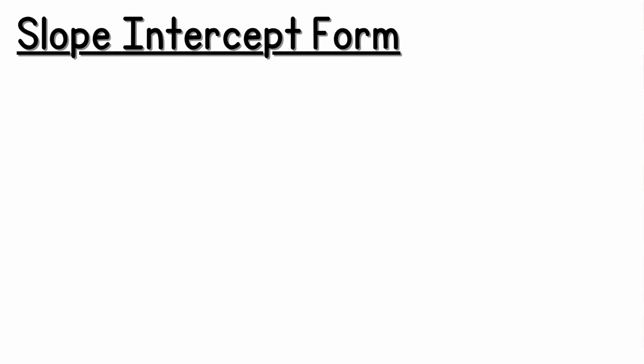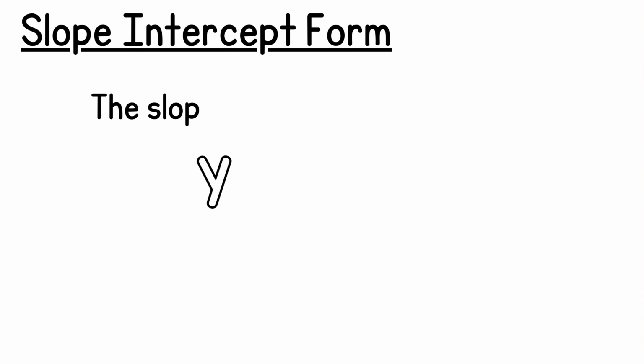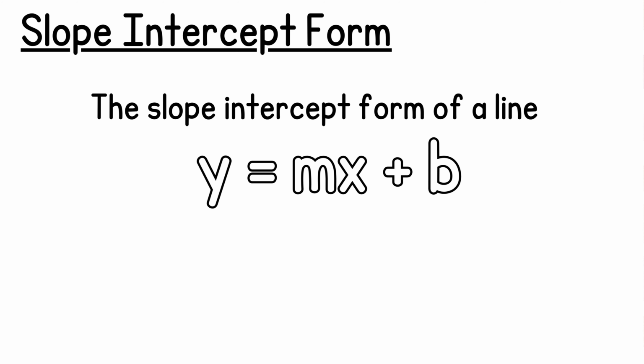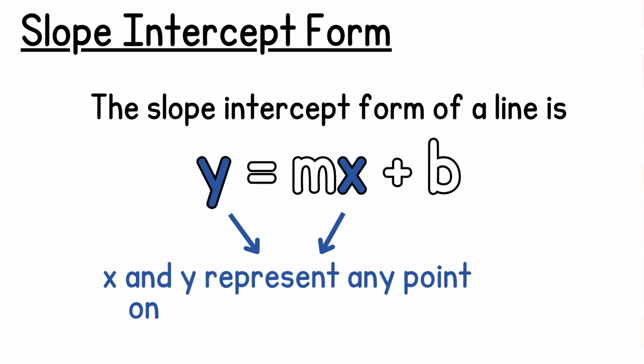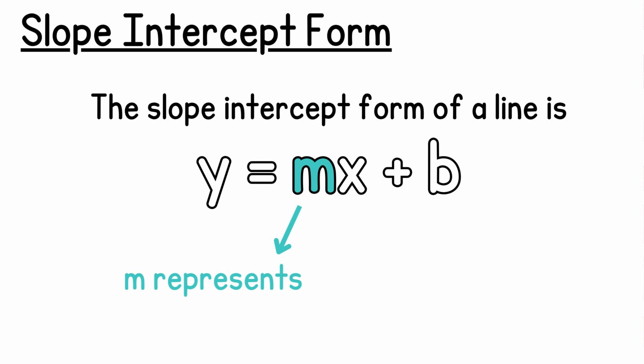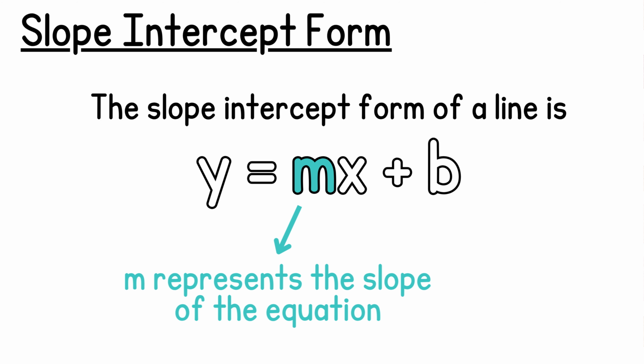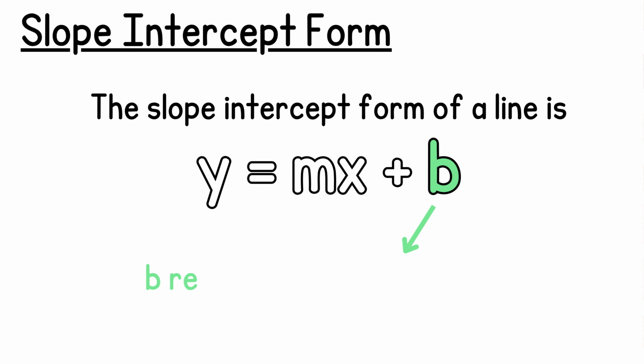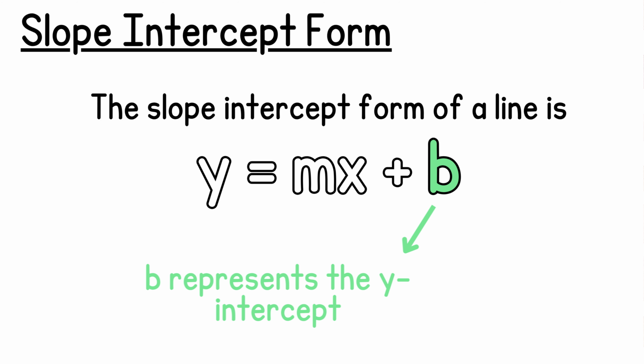Let's start by looking at slope-intercept form. The slope-intercept form of a line is y equals mx plus b, where x and y represent any point on the line of the graph. M represents the slope of the equation, and in real-world situations, the slope represents the change or how the situation is growing or shrinking. And b represents the y-intercept, so in real-world situations, this represents the starting or initial point, since this is when x would be 0.